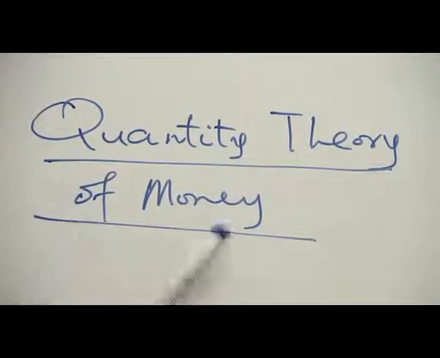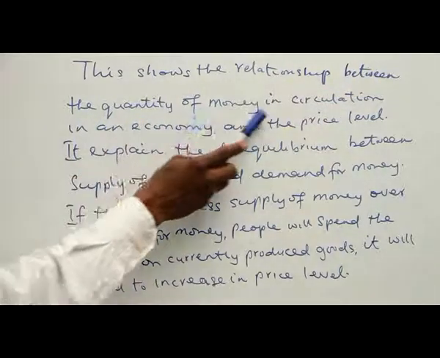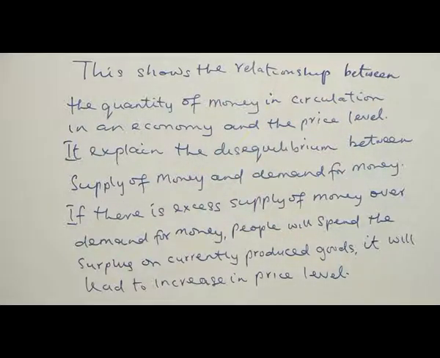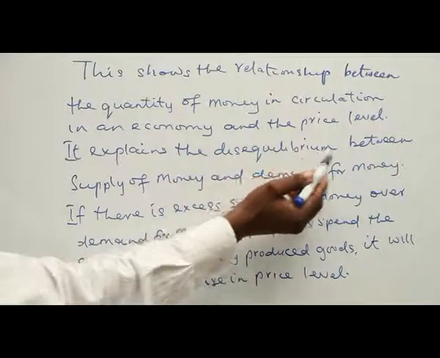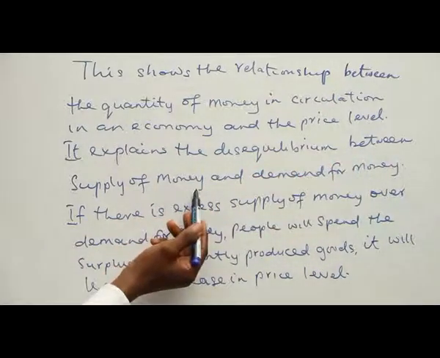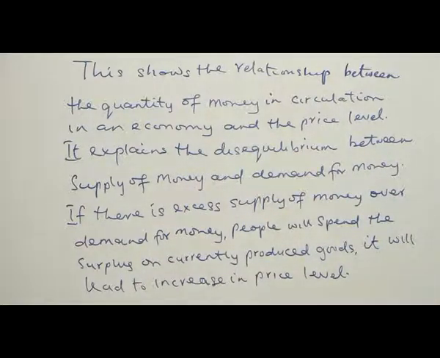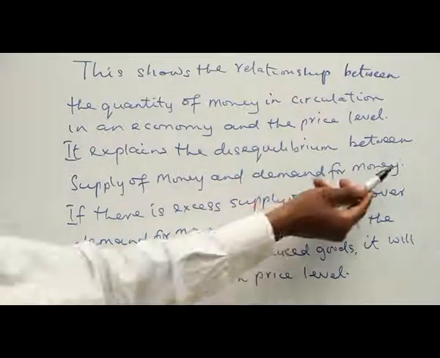Quantity theory of money. This shows the relationship between the quantity of money in circulation in an economy and the price level. When we are talking about quantity theory of money, we are looking at the relationship between the quantity of money in circulation and the price level. And what are we trying to understand? It explains the disequilibrium between quantity of money supply and demand for money. So what the quantity theory of money is trying to let us understand is the disequilibrium between supply of money and demand for money.